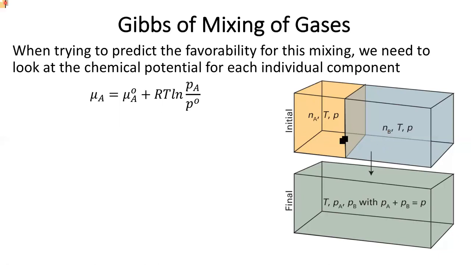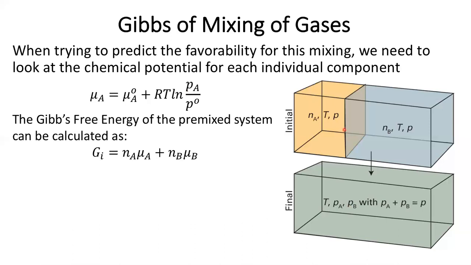So if I'm looking at just side A, the chemical potential of this system can simply be given by the standard state chemical potential of A, say at 1 bar. And then I correct it for pressure, as we've already seen with the pure species, with RT natural log of the partial pressure of A over the reference pressure. And again, this may be the vapor pressure for the final state or the total pressure for the initial.